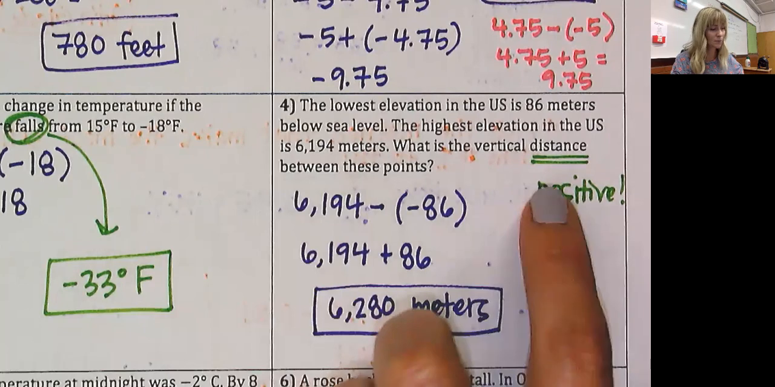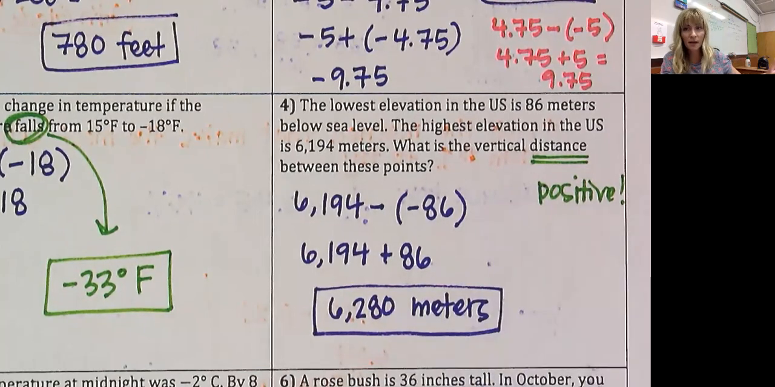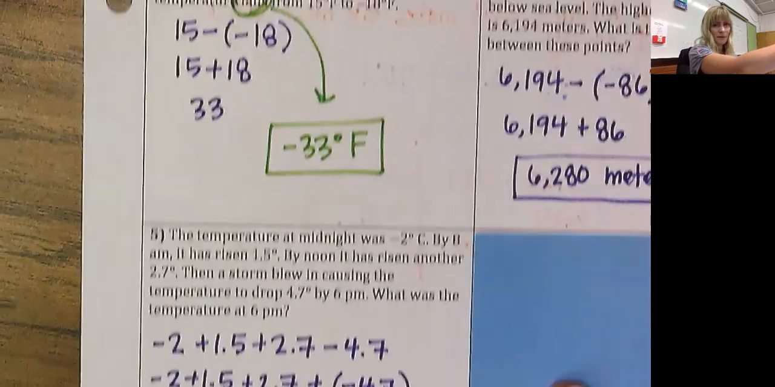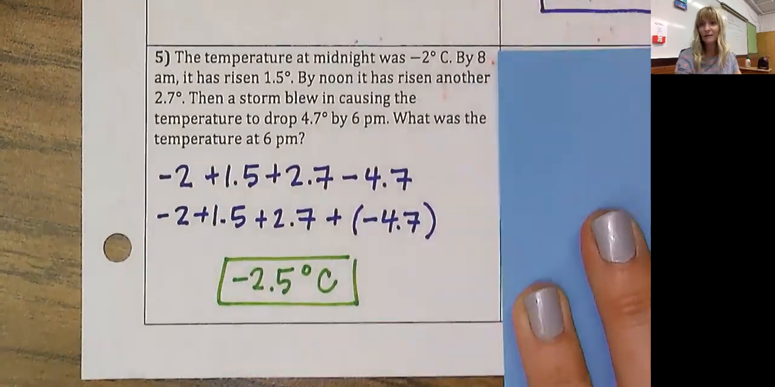Distance will be positive no matter which way you set it up. Make your answer positive. Why? Because distance is positive. Negative distance doesn't mean anything. It doesn't make sense. Okay, here we go, question 5. And of course you can pause at any point. If you're like, I'm still writing that down, Miss McGowan, just pause me and keep writing.